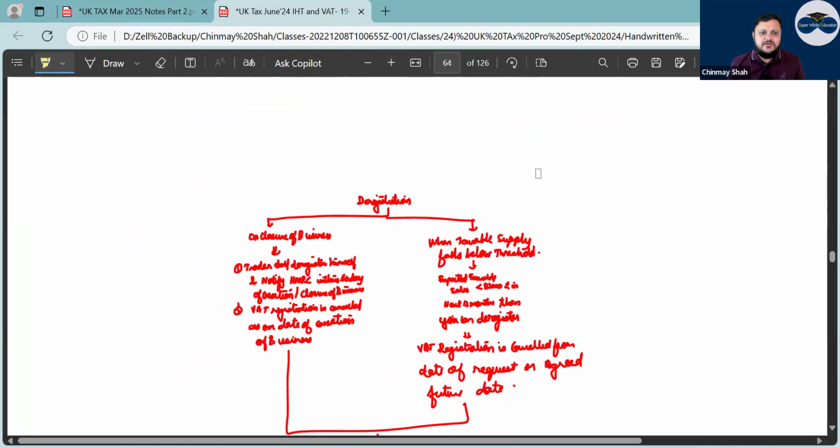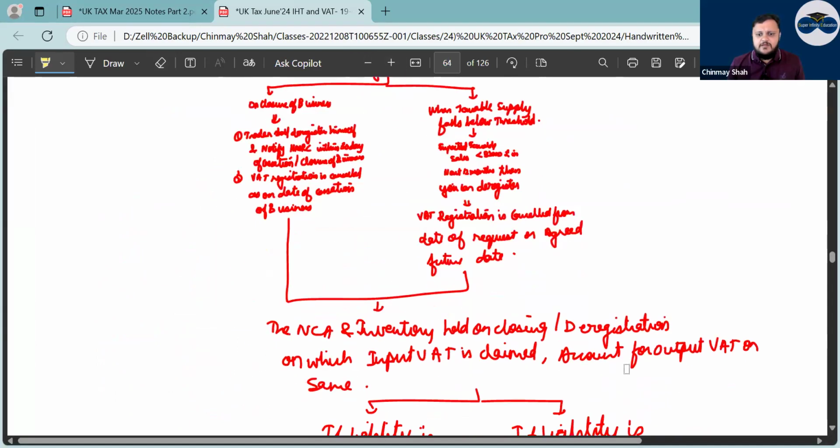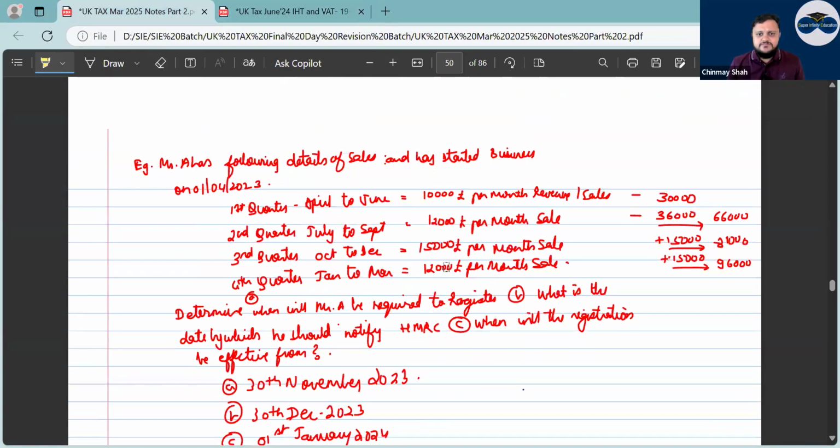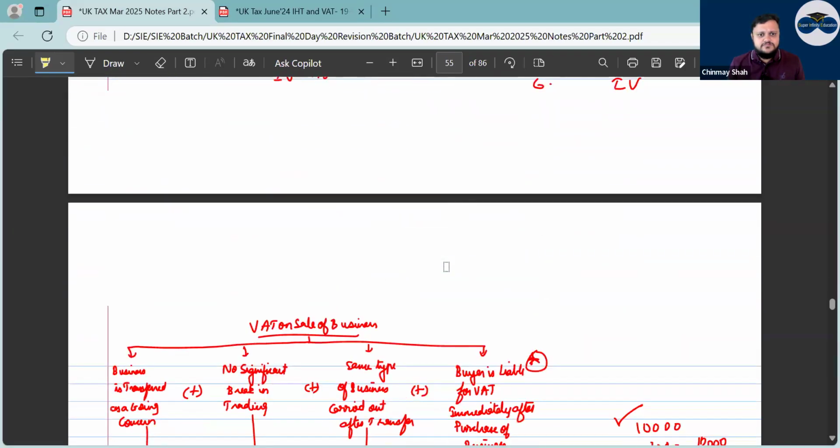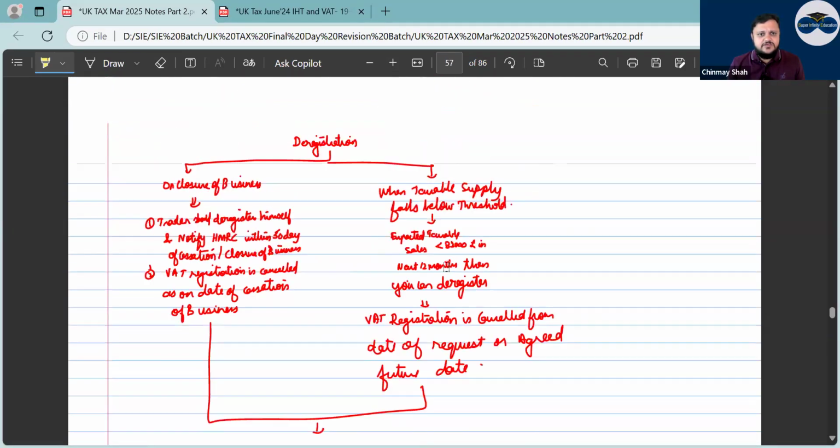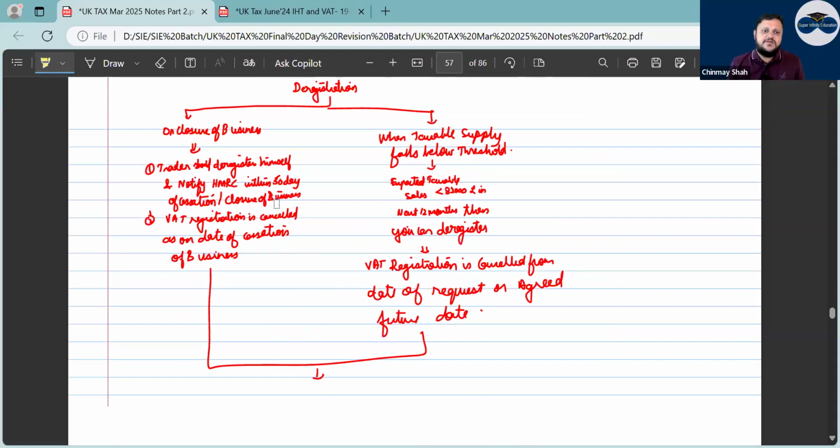Then you have deregistration. Have a look. On closure of business, the trader shall deregister himself, correct? And notify HMRC within 30 days of cessation of business. This also could come up. VAT registration is cancelled as on the date of cessation of business. Or, if your taxable supply falls below 83,000 and you want to deregister yourself, you can deregister immediately or on an agreed future date, correct?